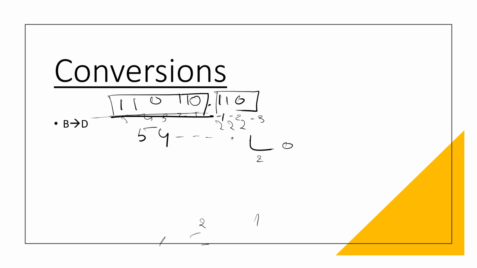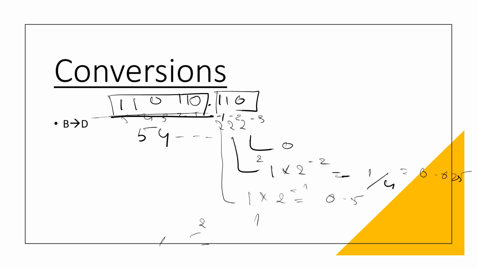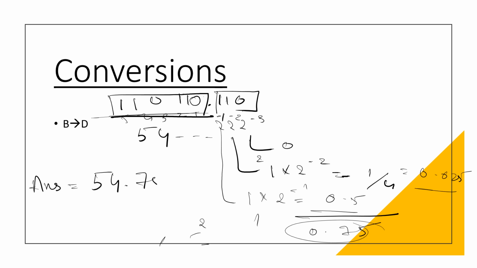So this will become 0. It will become 1 into 2 to the power minus 2, which is nothing but 1 by 4, which is nothing but 0.25, and this will become 1 into 2 to the power minus 1, which is equal to 0.5. Now we add this, and the answer we get after adding is 0.75, right? So this is the answer for the decimal value. So the total answer for this will become 54.75. This is the decimal value for this binary conversion, right?